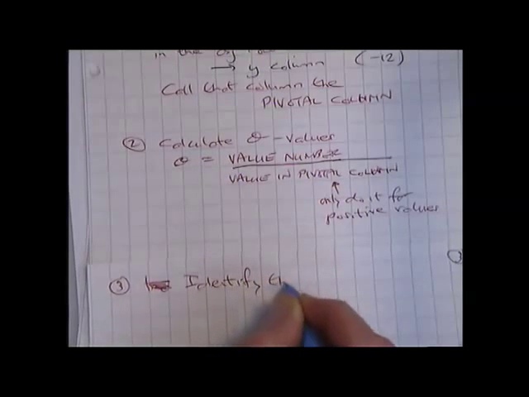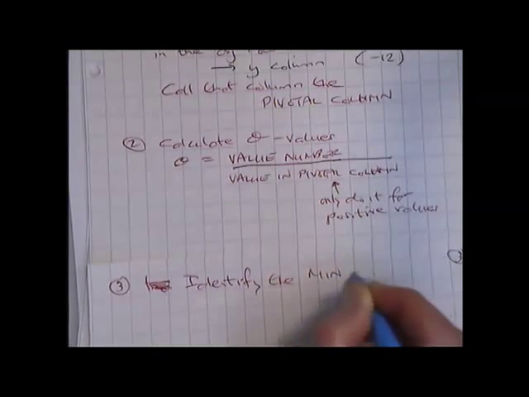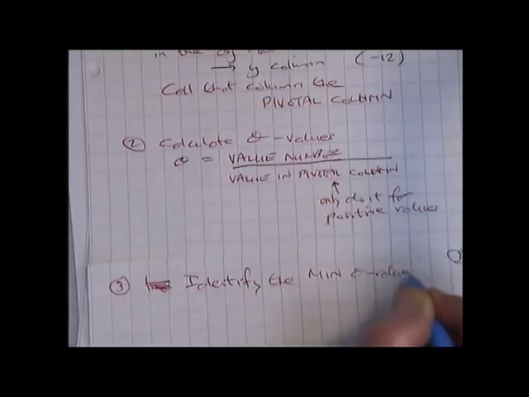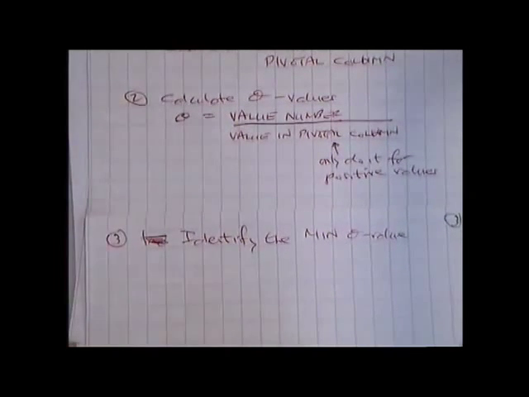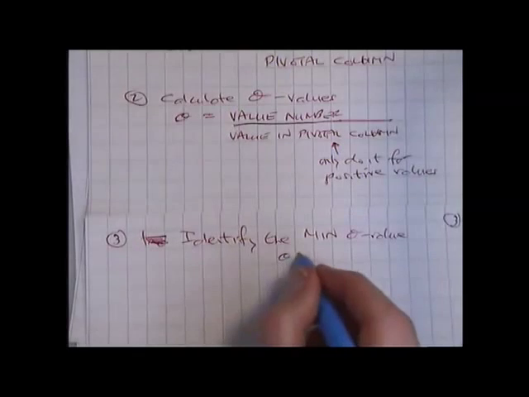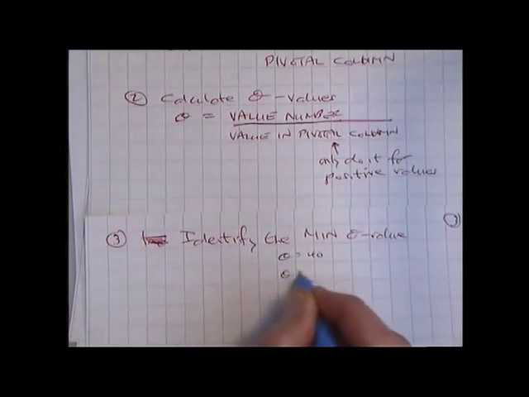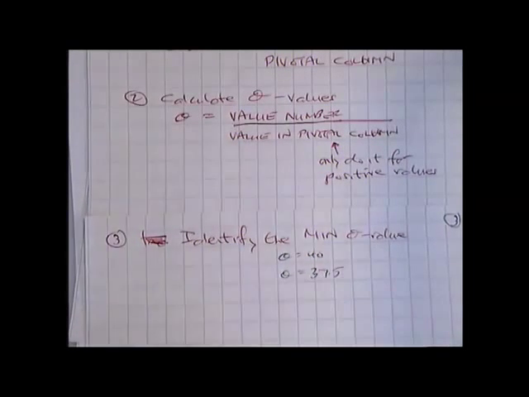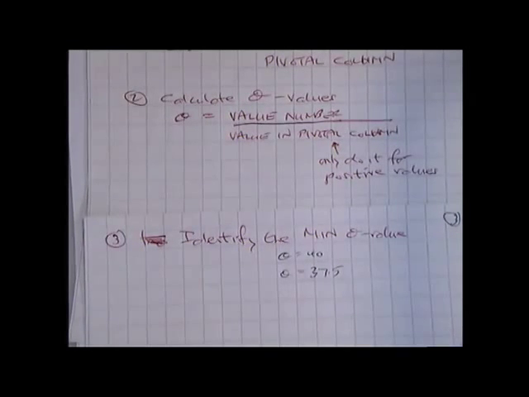We identify the minimum theta value. So in our example a minute ago, we had a theta value of 40 and a theta value of 37.5, which is our minimum one. Which is the smaller of those two? It really is easy. 37.5, yeah. Okay, that's the minimum one.